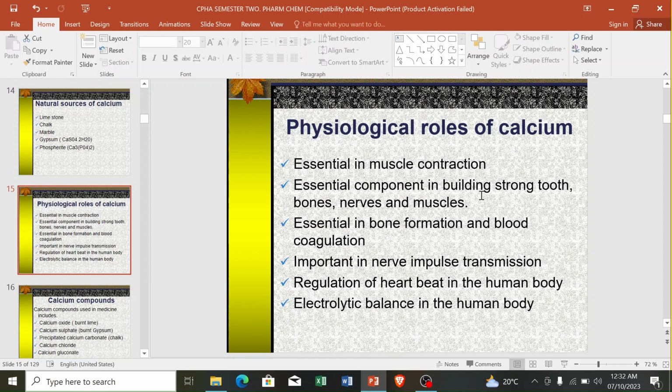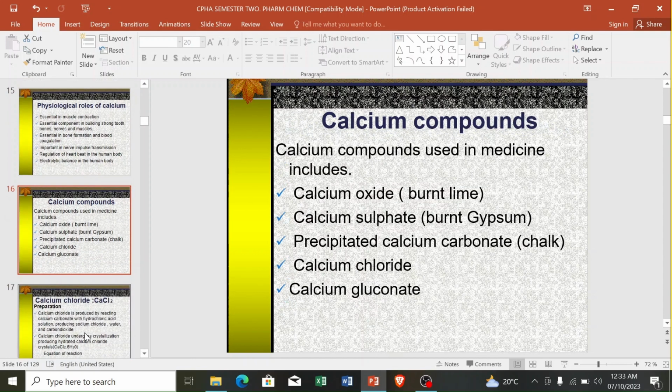So I repeat again: physiological roles of calcium: essential in muscle contraction, essential component in building strong teeth, bones, nerves, and muscles, essential in bone formation and blood coagulation, important in nerve impulse transmission, regulation of heartbeat in the human body, electrolytic balance in the human body. Those are physiological roles of calcium.